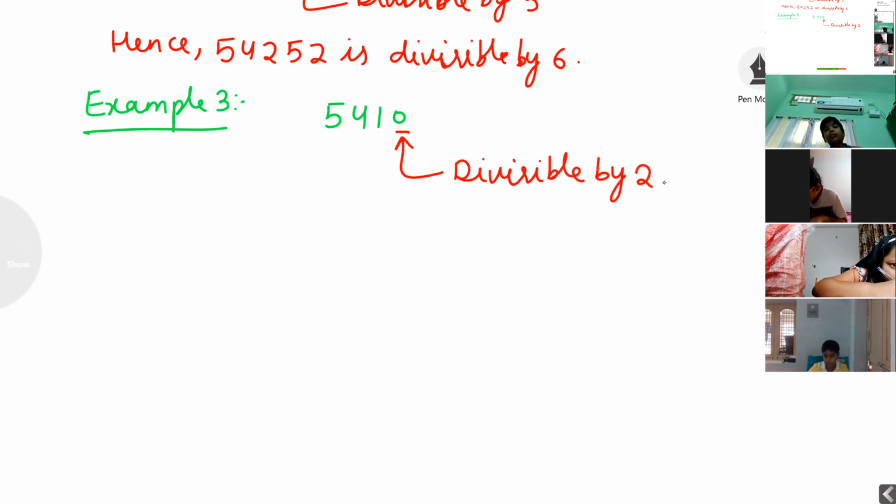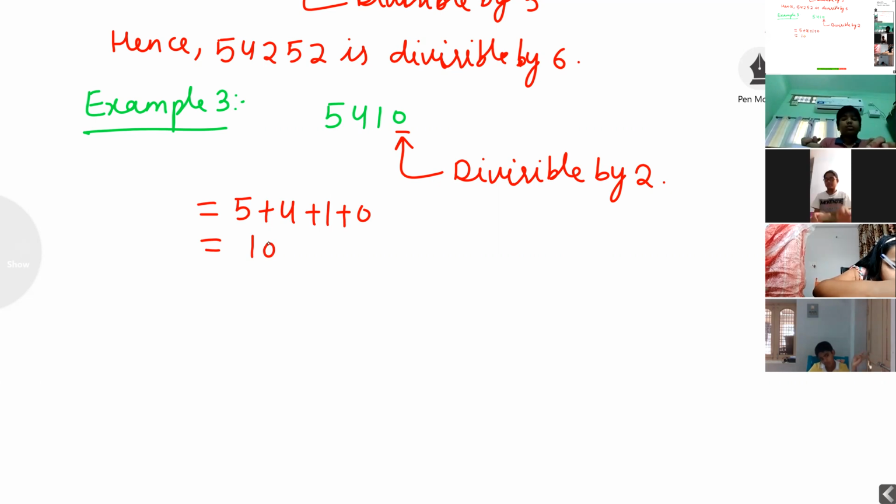Now I want to check whether 5,410 is divisible by 3 or not. How to check? Sum of all digits: 5 plus 4 plus 1 plus 0. 5 plus 4 is 9, 9 plus 1 is 10, 10 plus 0 is 10. Now will 10 come in the 3 table? No. 3 threes are 9, 3 fours are 12. This number is not divisible by 3.